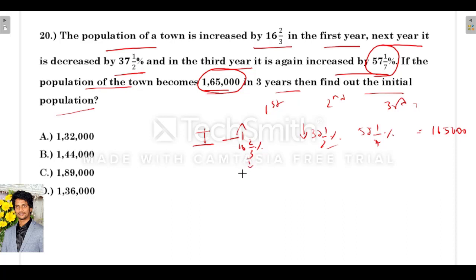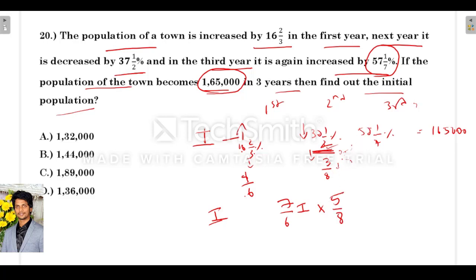So 16 2 by 3% increase means, see, 16 3s are 48 plus 2, 50. 50 by 300 means 1 by 6. So it is increased by 1 by 6. So 1 plus 1 by 6 means after the first year it becomes 7 by 6 into I. In the second year it is reduced by 37.5%. So 37.5% is 3 by 8, that we know. See, 37 into 2 is 74 plus 1, 75 by 200, which is 3 by 8. So reduced by 3 by 8 means it will be multiplied by 5 by 8, because 1 minus 3 by 8.